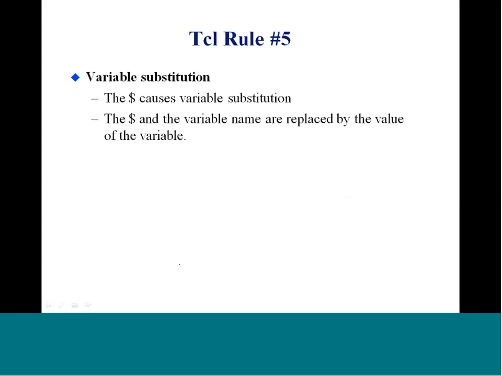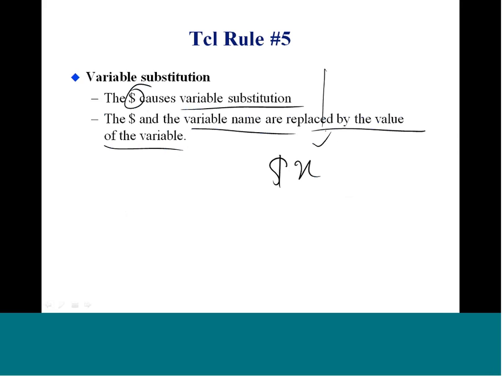Now rule number 5 is the variable substitution. We saw this also in the first lecture or the second lecture actually. The dollar causes the variable substitution, and here the dollar and the variable name are replaced by the value of the variable. So whenever you say dollar x, it finds the value of x, and then it replaces dollar x with the actual value.